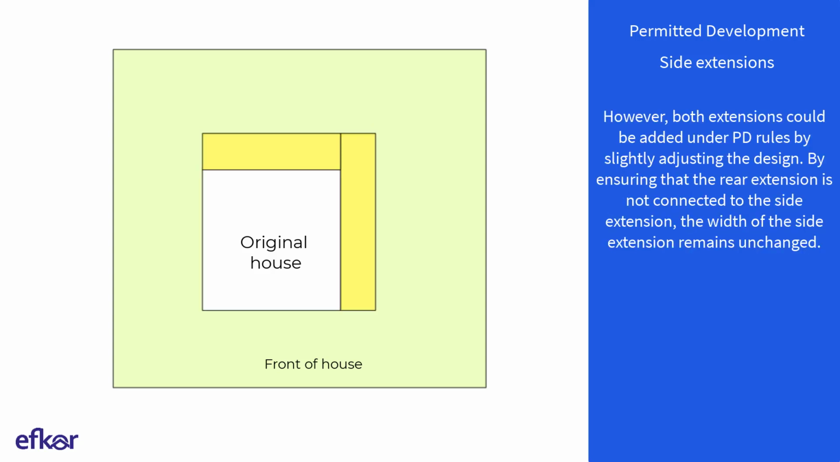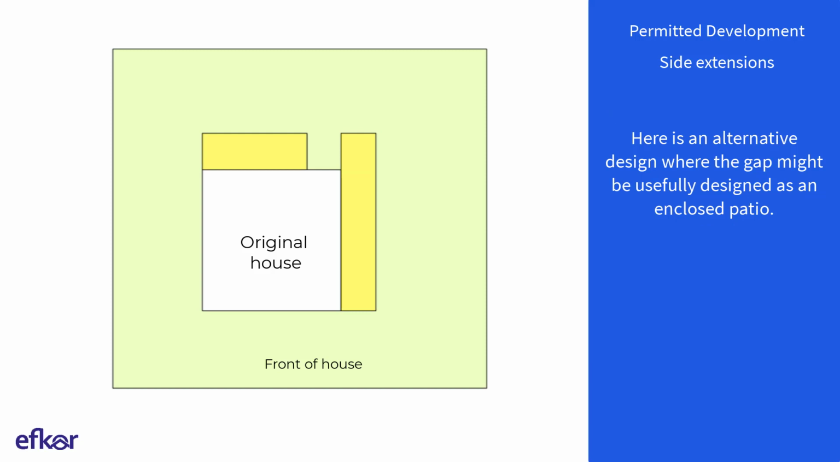However, both extensions could be added under PD rules by slightly adjusting the design. By ensuring that the rear extension is not connected to the side extension, the width of the side extension remains unchanged. Here's an alternative design where the gap might be usefully designed as an enclosed patio.